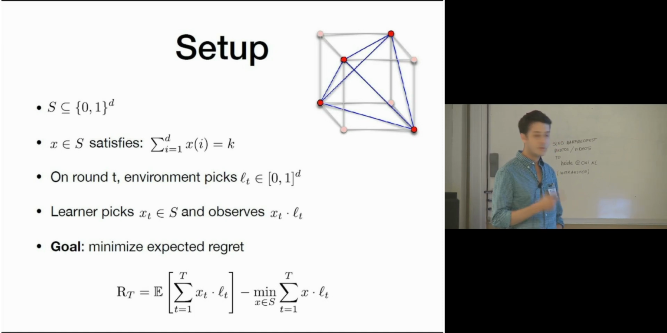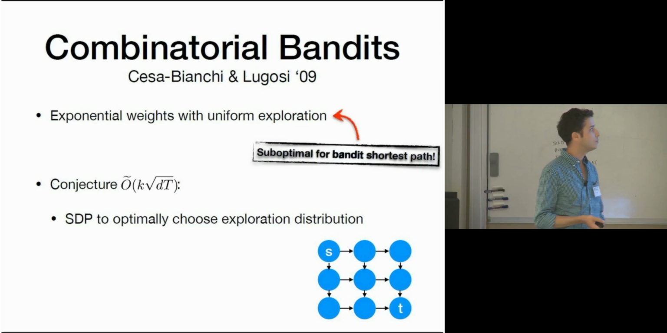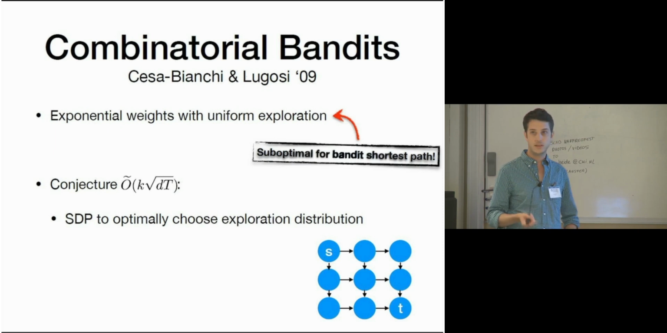So the goal of the learner is to minimize her expected regret, as usual, where the regret here is her total loss minus the total loss of the best fixed X in S. So this setting has been studied many times before. Cesa-Bianchi and Lugosi considered an algorithm which is exponential weights over the elements of S, where the exponential weight distribution is mixed with the uniform distribution for exploration. And this algorithm, for many important instances of this setting, yields an algorithm which is not only computationally efficient, but also gives optimal regret bounds.